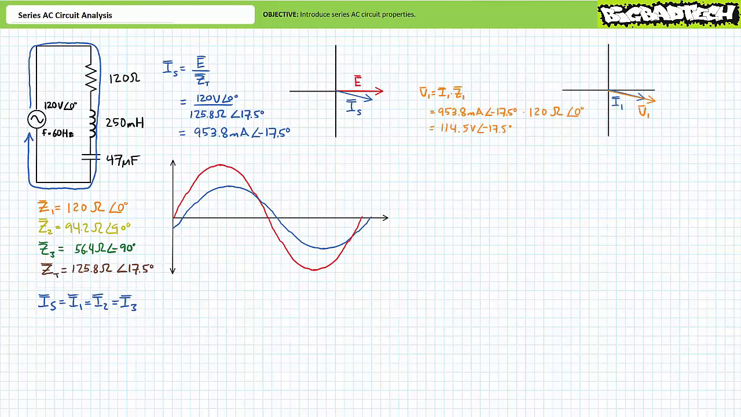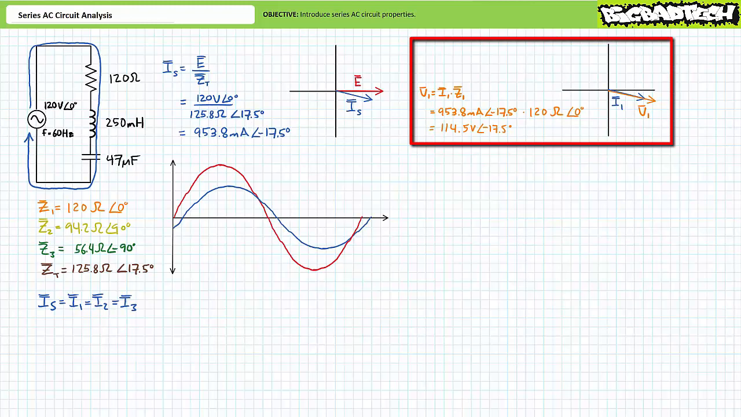Let's now examine voltage across each individual element within this series AC circuit. Ohm's law states that voltage is current times impedance. Given each element in the series circuit experiences the same current, the voltage drop across an individual element will therefore be proportional to an individual element's impedance.